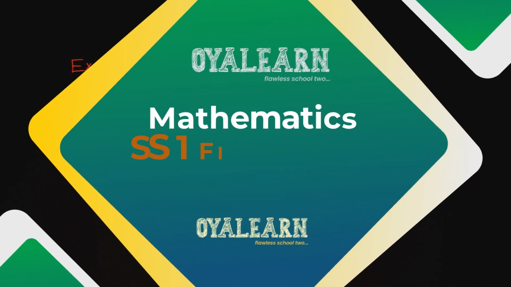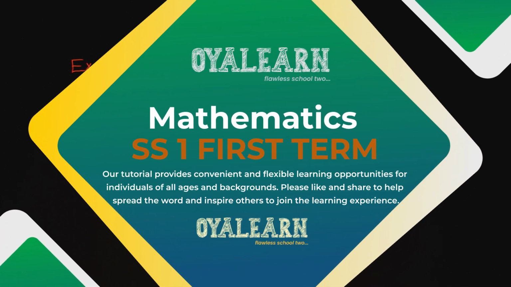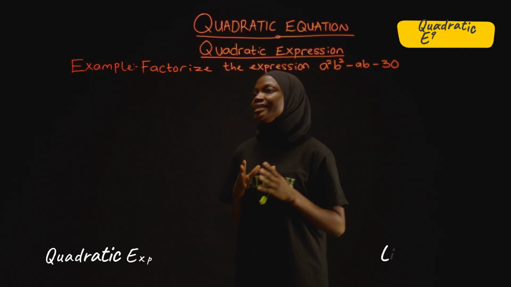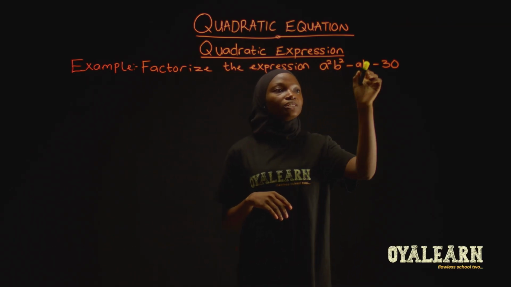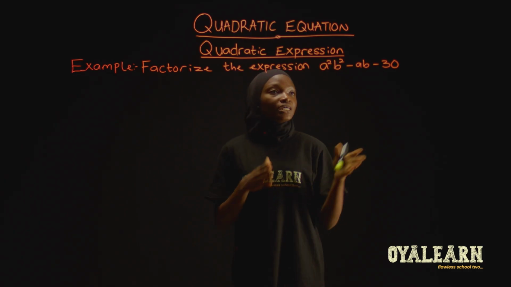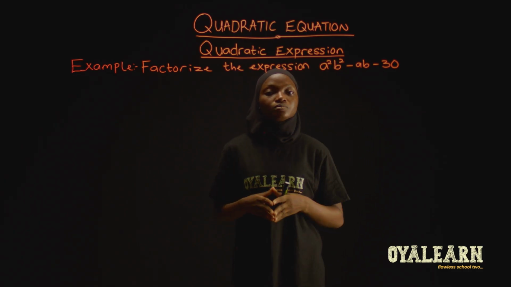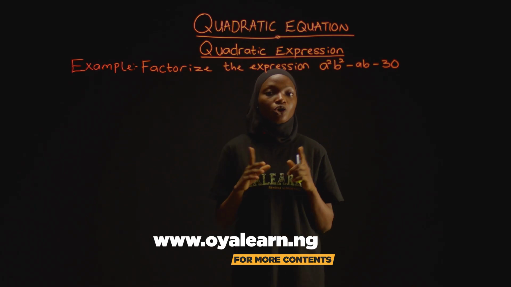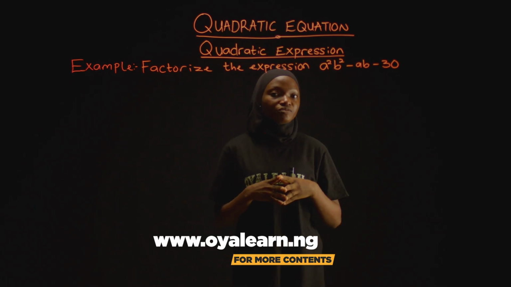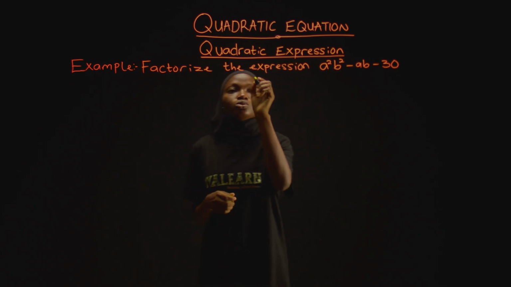Here is another example on how to factorize quadratic expressions. And here we have to factorize the expression a squared b squared minus ab minus 30. Now if you look at this expression, it does not look like the familiar quadratic expression, but this is also a quadratic expression because the highest power of the unknown that we have here is 2. Solution.